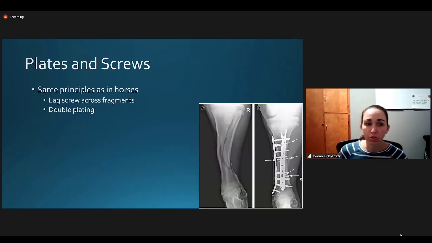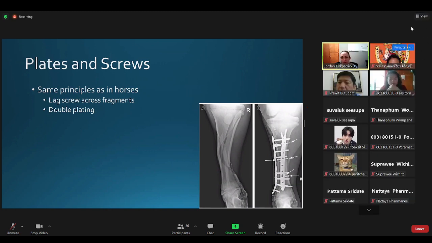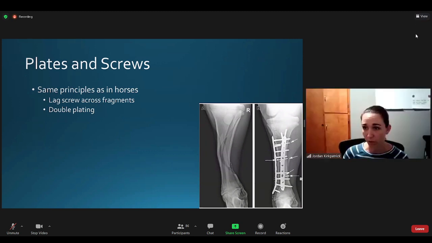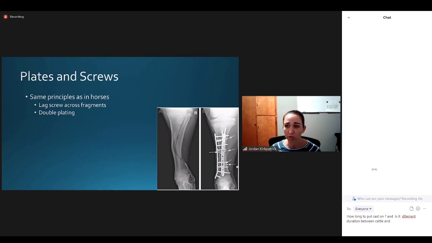Plates and screws, so the principles to apply them. I'm not sure how much you all have gone through on the small animal side with fracture repair and how plates and screws are placed. So I didn't really go into it in this lecture. If it's something you want me to do, please let me know and I can do it for the equine lecture. I don't know how much you all have been taught in your classes about it.